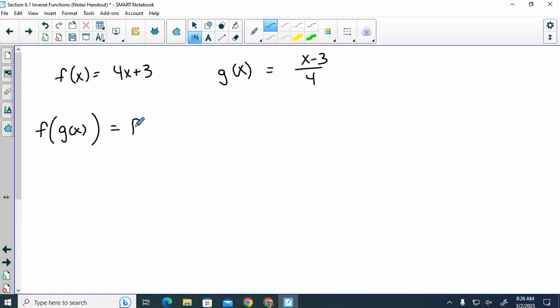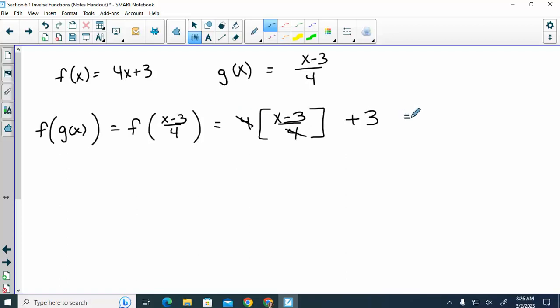They're inverses. Alright, F composed with G. So G is x minus 3 over 4, and you're plugging that into F. F is 4 times whatever you plug in plus 3. So I am plugging in the x minus 3 over 4. The 4's cancel, so you have x minus 3 plus 3, which is x. Is that enough? No. Do the other direction.